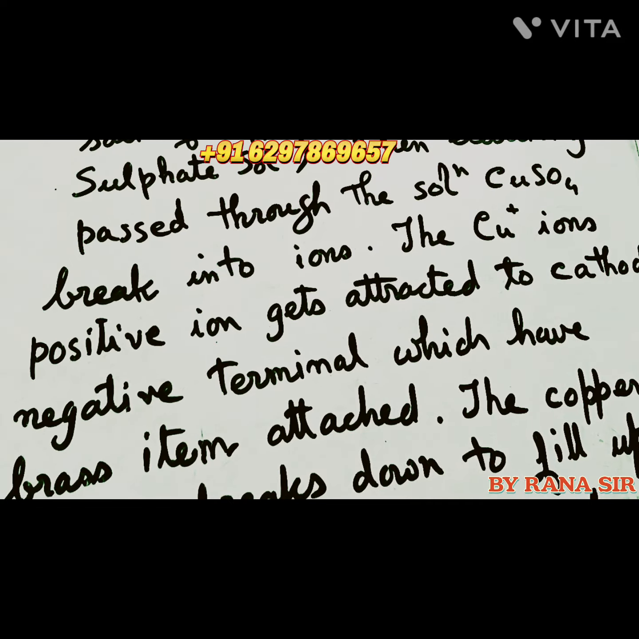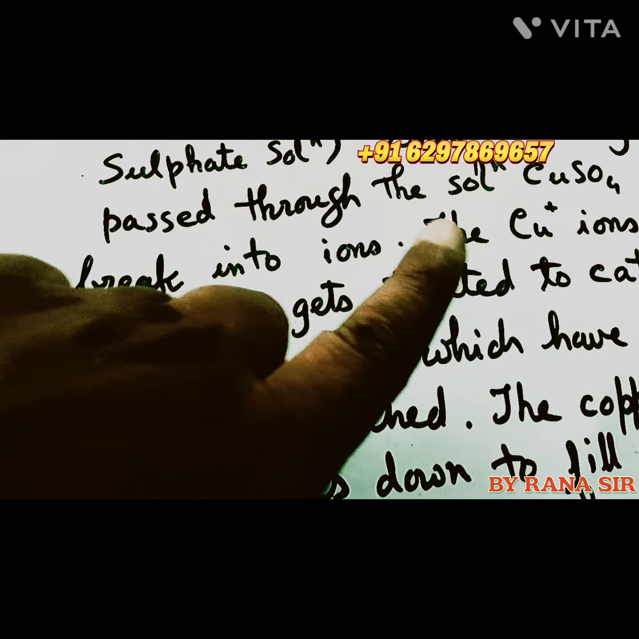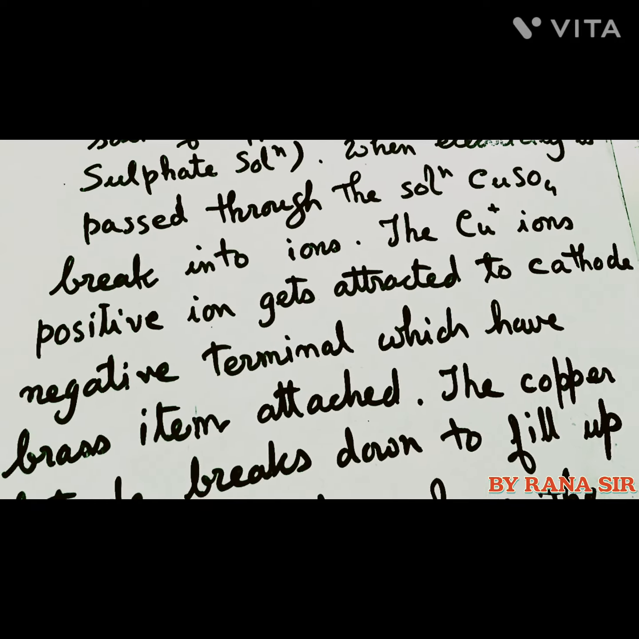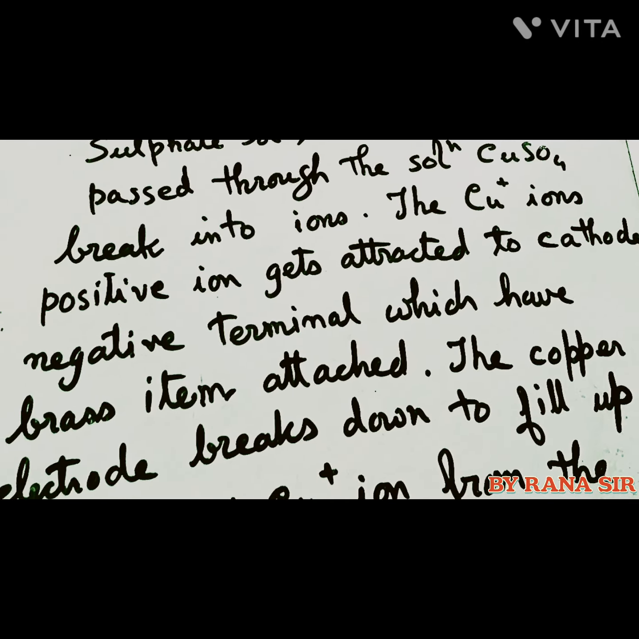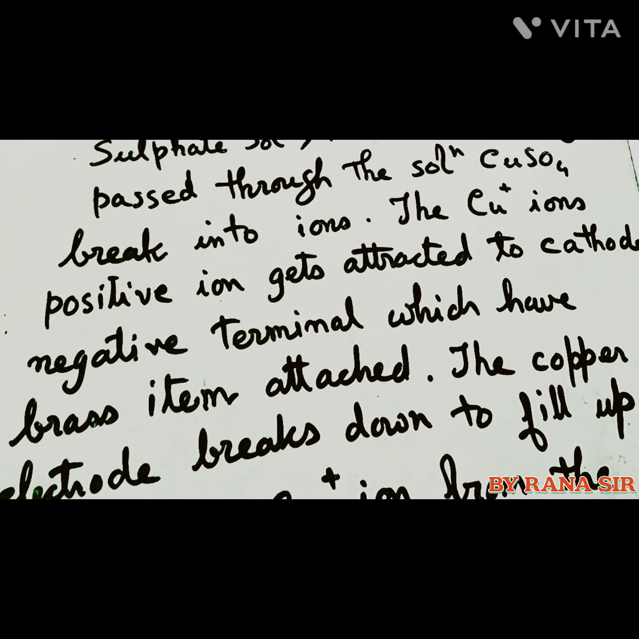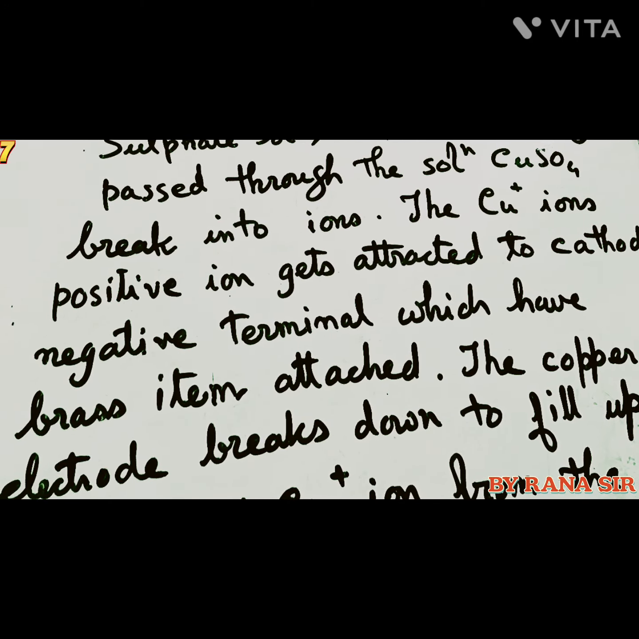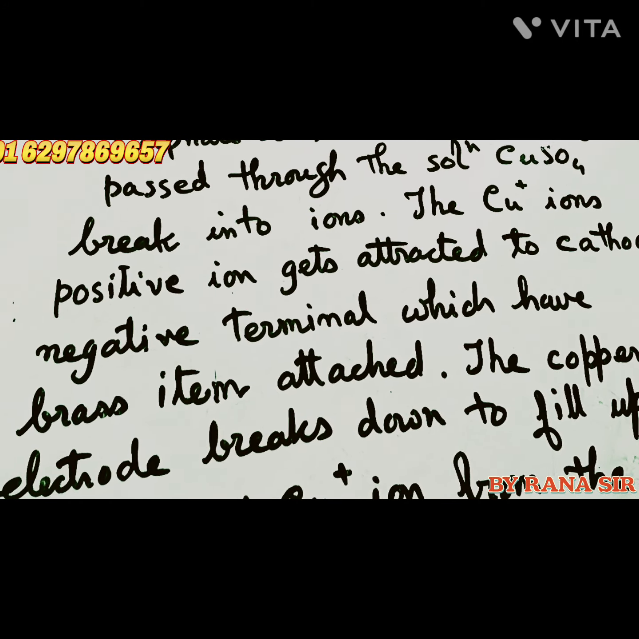So the Cu ion, that is the copper positive ion, gets attracted to the cathode, that is the negative terminal, which has the brass item attached. We have already attached the brass item on the negative terminal. So this copper gets deposited on the negative terminal.